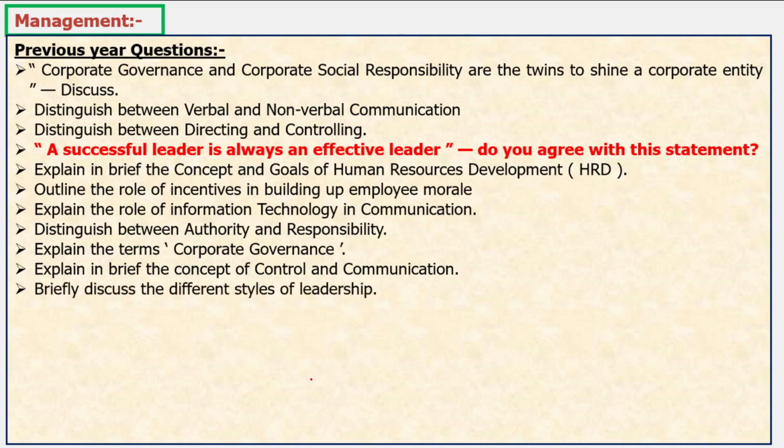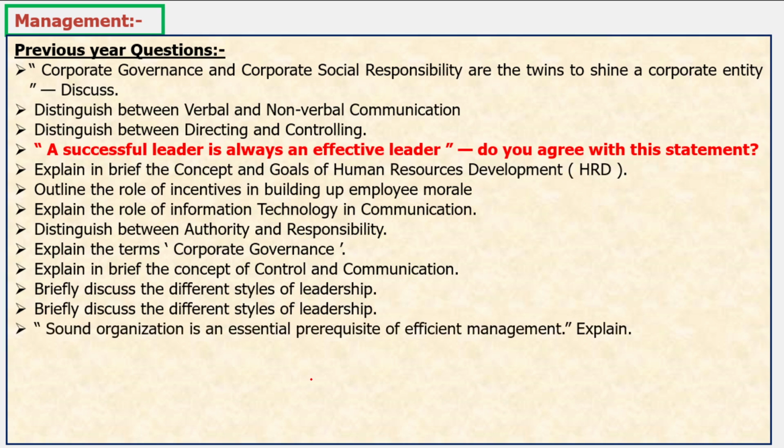Next, briefly discuss the different styles of leadership. Again, if you have an idea about all the different styles of leadership, you can list them and talk about them. So, this is again a direct question. If you have knowledge on that, then you would be able to answer this clearly.